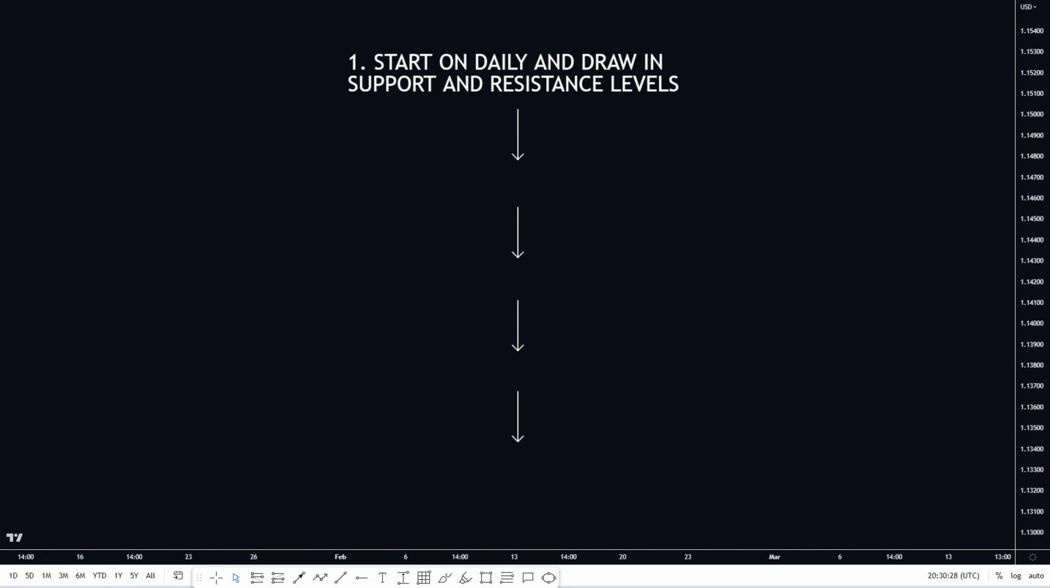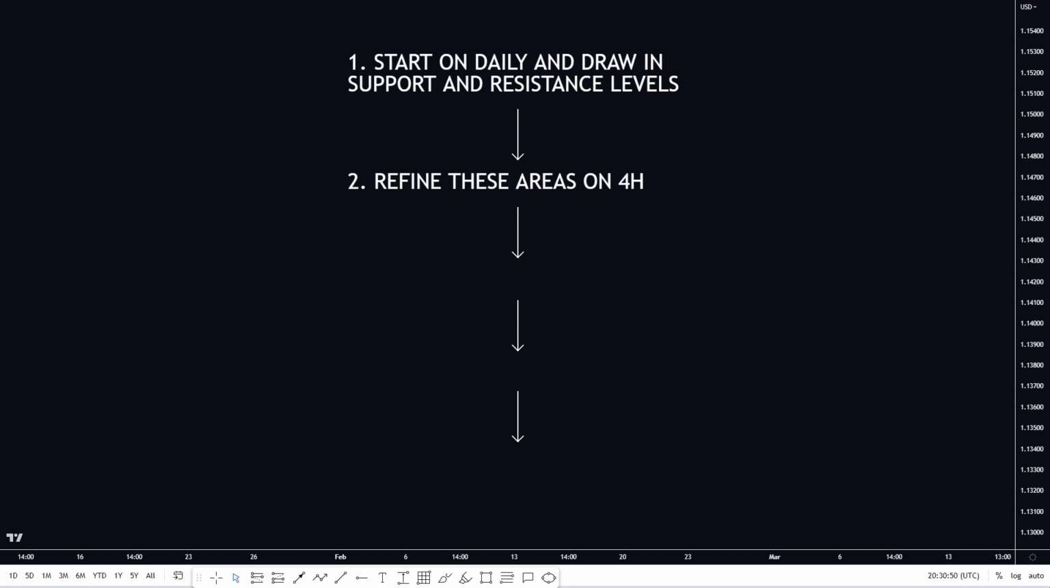So now what I would do is go to the daily time frame and draw in all the major support and resistance levels. However I decide to draw in my support and resistance levels will obviously need to be defined beforehand, but once I know how I'm doing it, I've set myself the task to go and do that. So then what could we do? We could then say, well, refine these areas on the 4-hour.